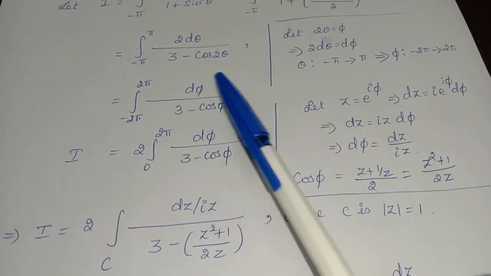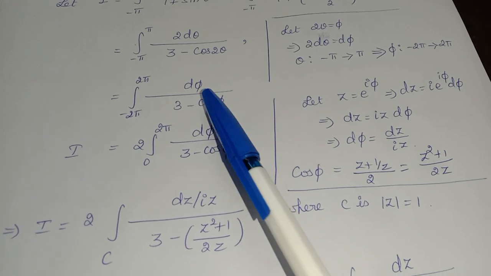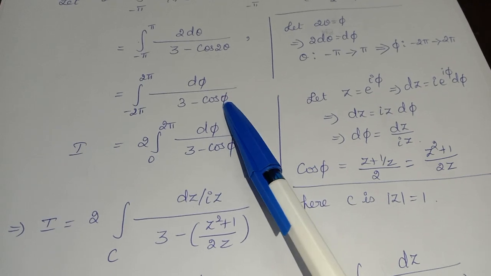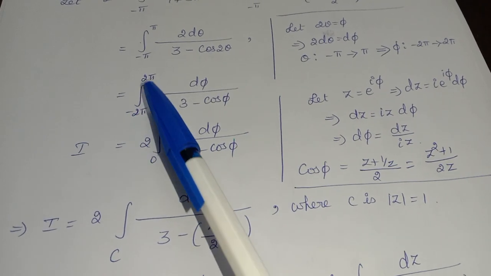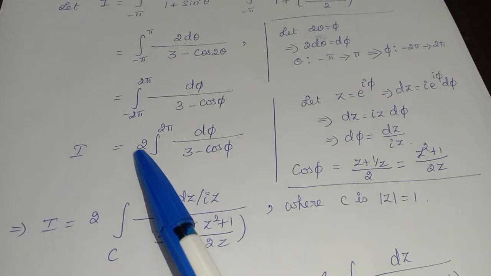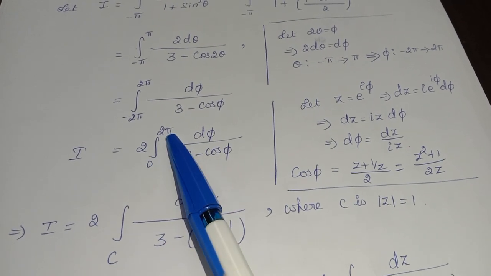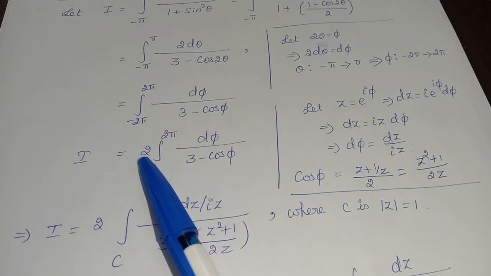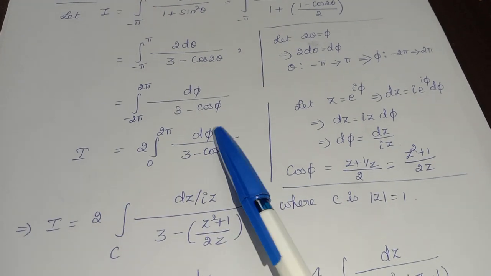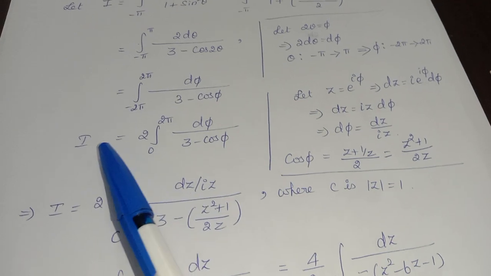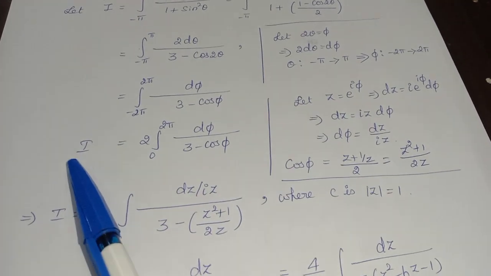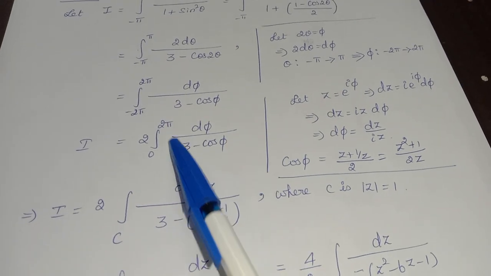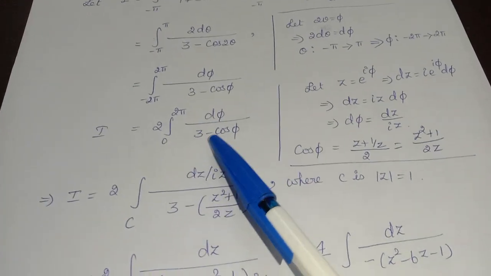Now you see this integrand is an even function, because cosine is an even function. So when you have an even function, instead of writing from −2π to +2π, I can write it simply as 2 times the integral from 0 to 2π of dφ/(3 − cos φ). Now I get the integral in the required form. That is, the limit is from 0 to 2π, and this is simply a function of cos φ.